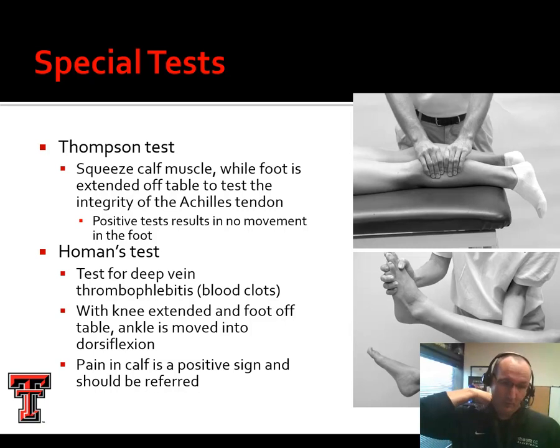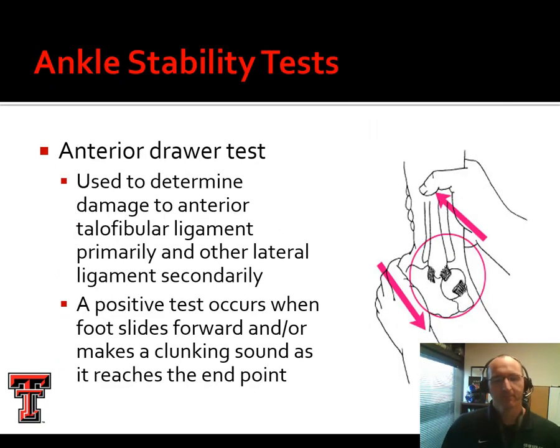Another test we do is called Homan's test, and this is a test for deep vein thrombophlebitis or blood clots. So we'll put them over on their back and slightly flex their hip. We will extend their foot, move them into dorsiflexion and basically squeeze their calf. And if they have pain in the calf, that will be considered a positive test for thrombophlebitis.